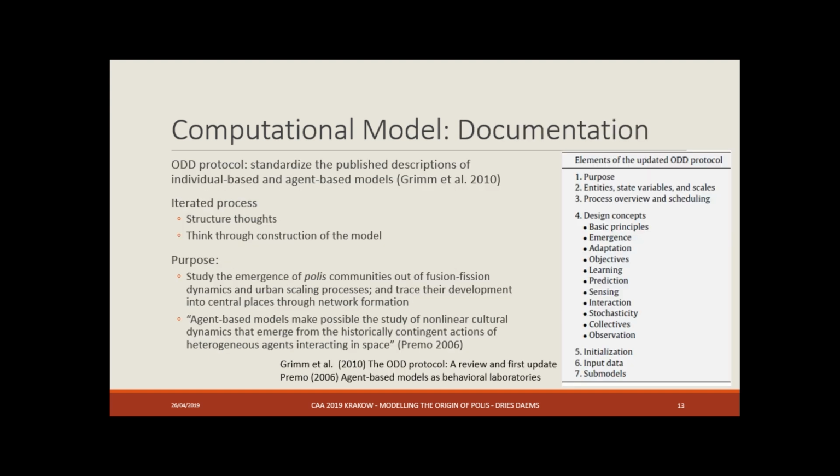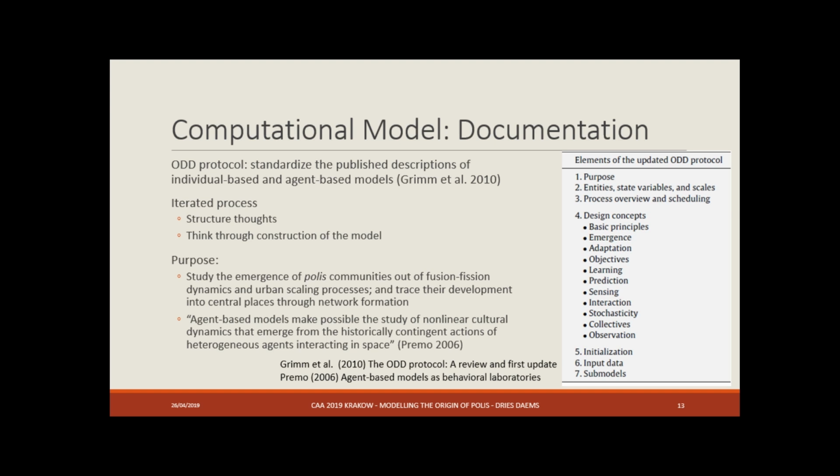So one way to start working on building an agent-based model is to work with the ODD protocol, which is a standardized documentation protocol that allows you to describe the main features of your model and how it works, and basically also allows you to structure your thoughts. And one of the things, so I'm not going to go into detail, I had just the purpose of the model that I highlighted, and the main purpose of the model is to study the emergence of polis communities out of the dynamics and the concepts that I just described.